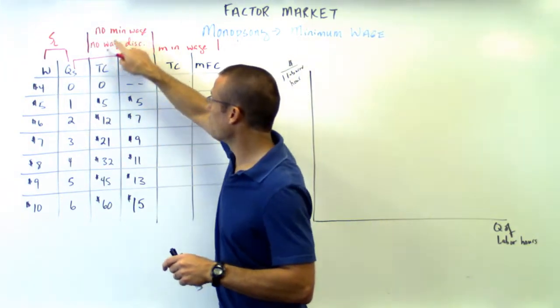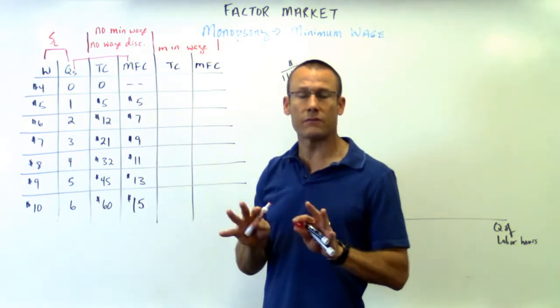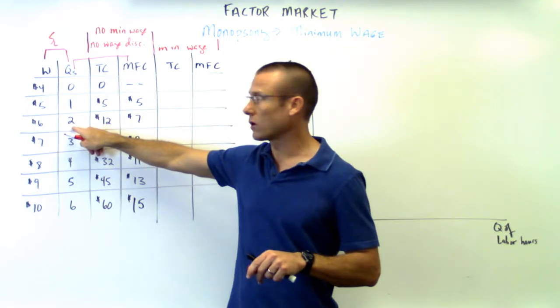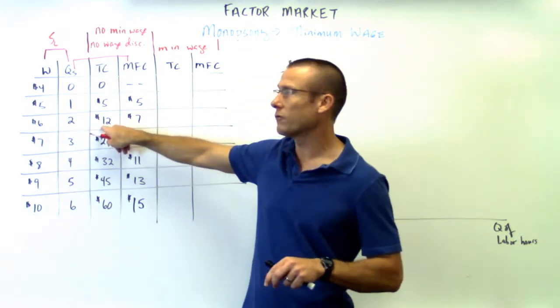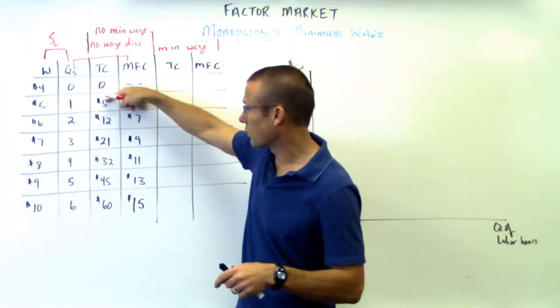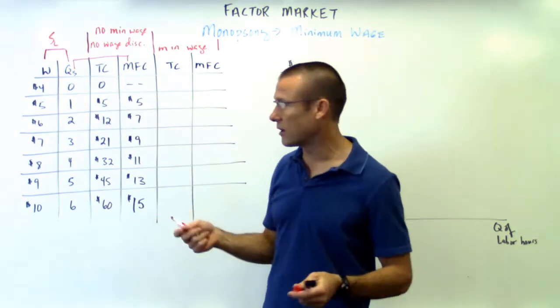We've got no minimum wage, no wage discrimination. This stuff that I'm doing is just kind of a review. We've already seen it in other videos. That's why I'm talking so fast, okay? So at a wage of 6, we get 2 people to work for us. 6 times 2 is 12. That's the total cost. What's the marginal factor cost? We're going from 5 to 12, so the additional cost was $7. We put $7 right there.